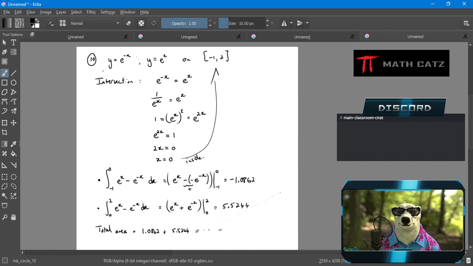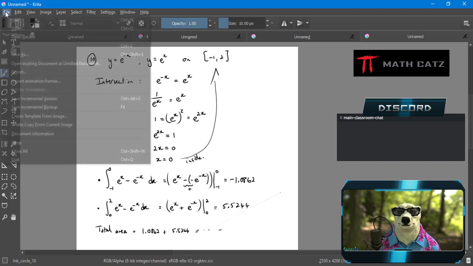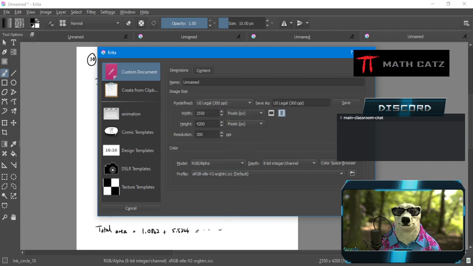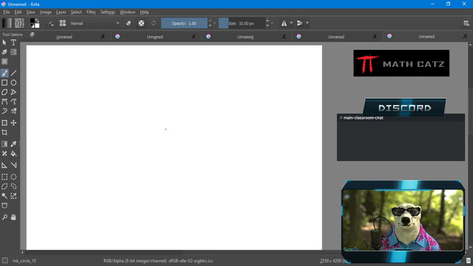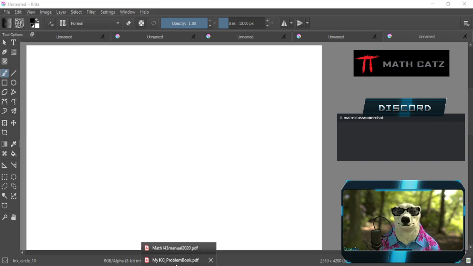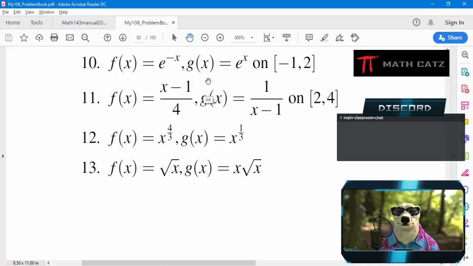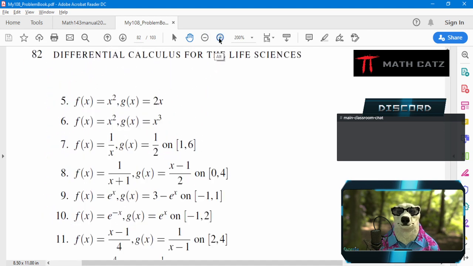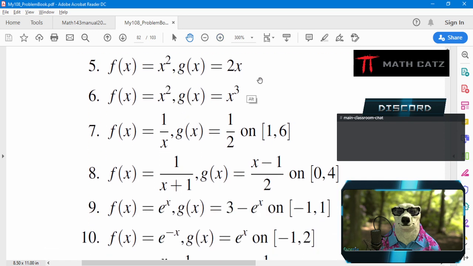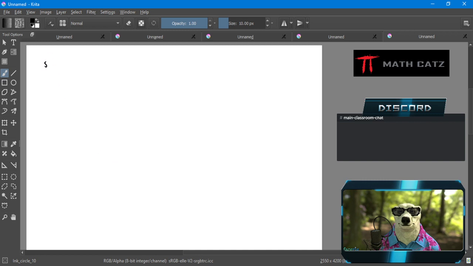So let us quickly talk about one more. To just perfectly wrap this up, you'll see in some, let me zoom out here. You'll see in some of these questions, like number 5, that there's no interval given. There's no interval given. Why not? X squared and 2x. Y equals x squared. Y equals 2x. No intervals given.